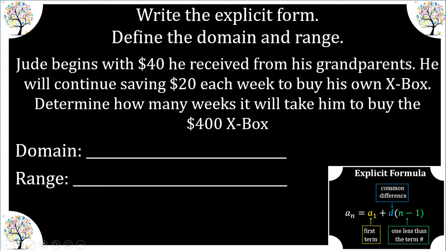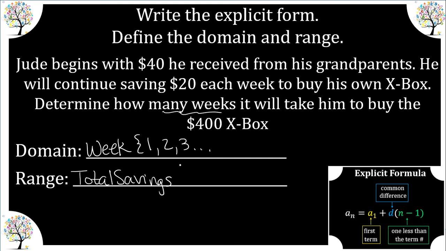Write the explicit form to find the domain and range. Jude begins with $40 he received from his grandparents. He will continue saving $20 each week to buy his own Xbox. Determine how many weeks it would take him to buy the Xbox. That is $400. So we have weeks that he's saving and we have total money that he is saving. So the domain, which is always going to be 1, 2, 3, 4, is going to be weeks. So 1 week, 2 weeks, 3 weeks, until we don't know how many weeks. That's what we're going to answer. So the range, the output, the sequence, is going to be total savings.